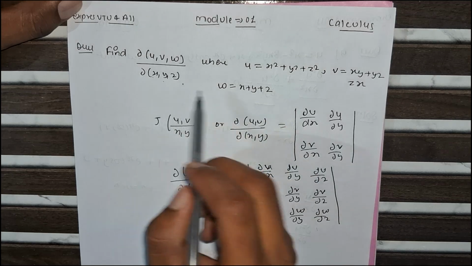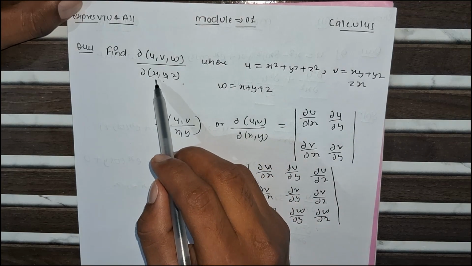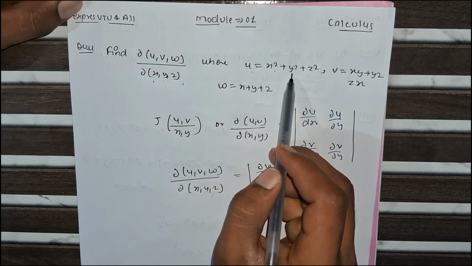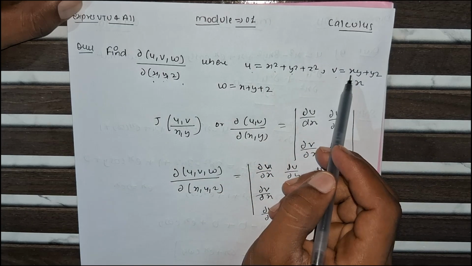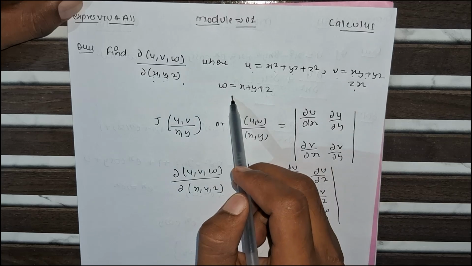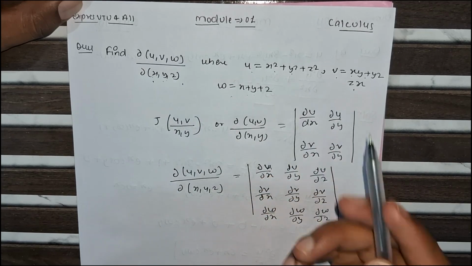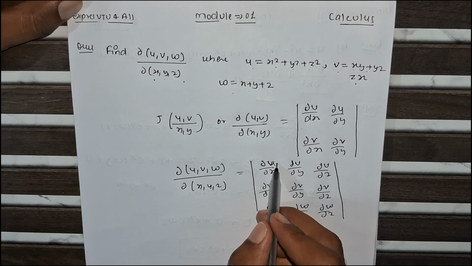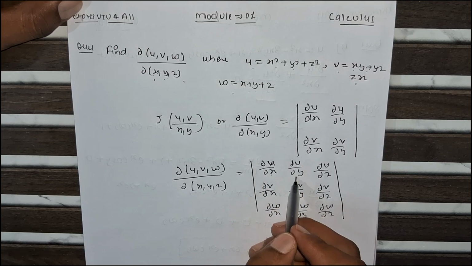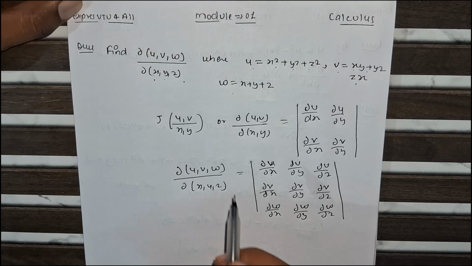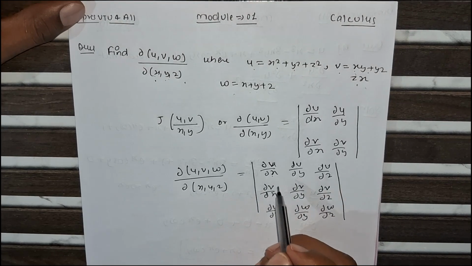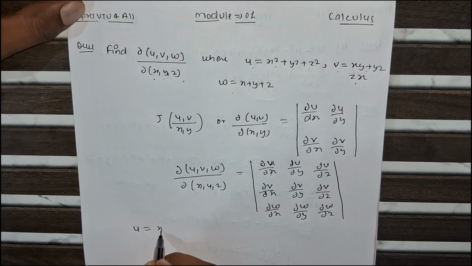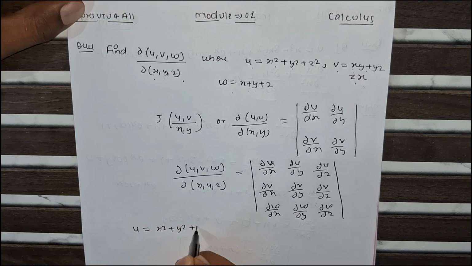So this is the formula for three variables. Here we have to find the Jacobian of the given functions with respect to x, y and z, where u equals x square plus y square plus z square, v equals xy plus yz plus zx, and w equals x plus y plus z. So firstly we have to differentiate u with respect to x, y and z. First we solve for del u by del x. So what is the value of u? U equals x square plus y square plus z square.